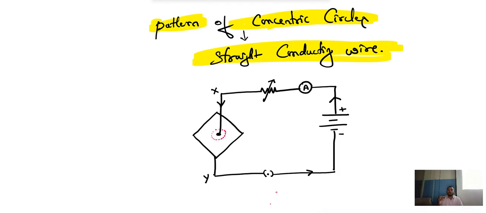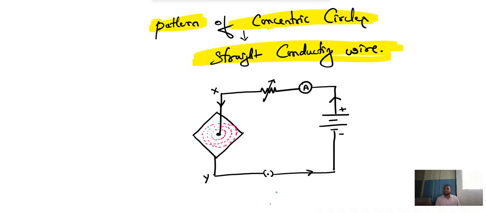The more current you pass, the more the magnetic field will be. Can you see this? The magnetic field intensity also increases. If you reduce the current, the number of circles will also reduce. If you increase the current, the number of circles will also increase. This number of circles indicates the intensity of the magnetic field, the strength of the magnetic field. If we pass more current, there will be more magnetic field. If we pass less current, there will be less magnetic field.